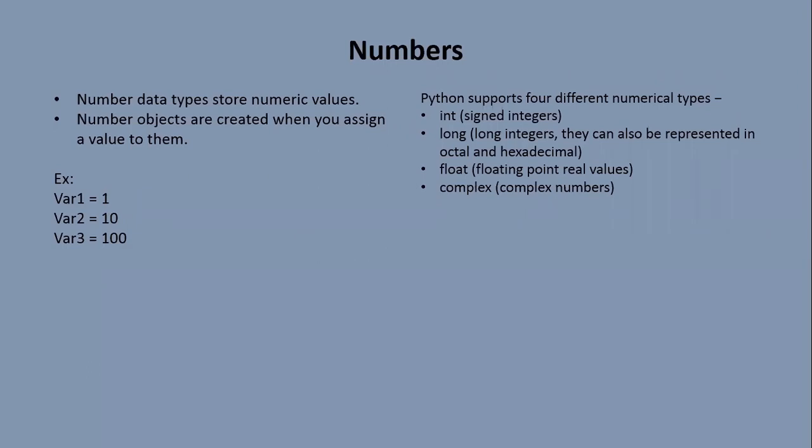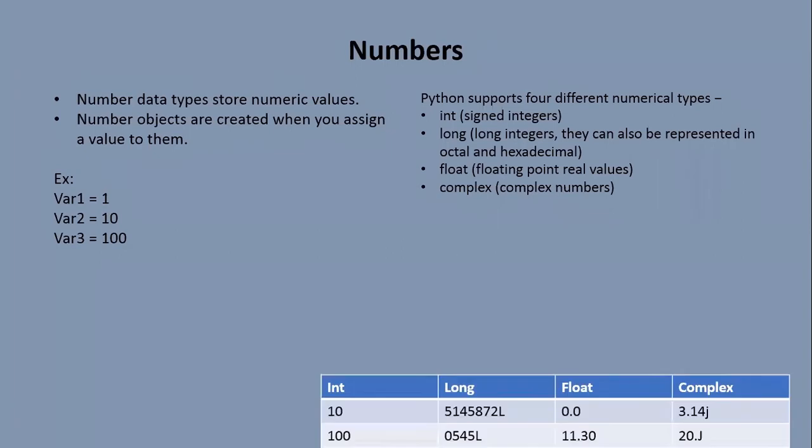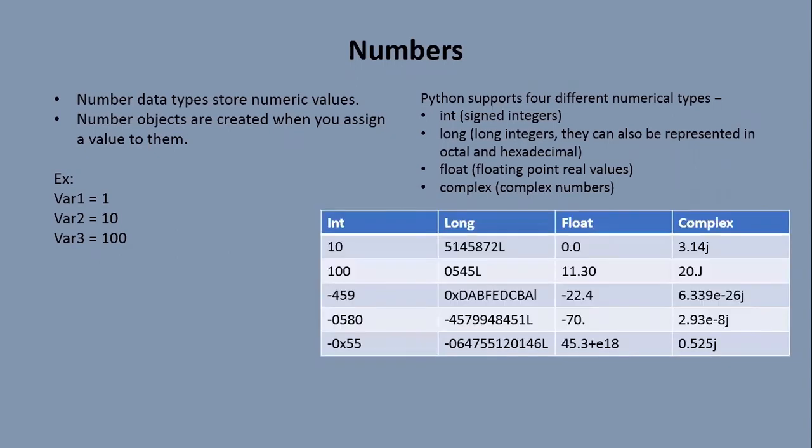The first is known as the real part, and the other is the imaginary portion, which is always accompanied by an imaginary number i, also known as iota, whose value is root over minus 1, right? So these are examples of these different numeric types. For example, in int, you will have 10, 100, negative 459, something like this, right? 0 times 55. These are all integer numbers.